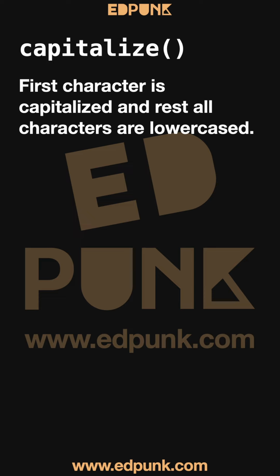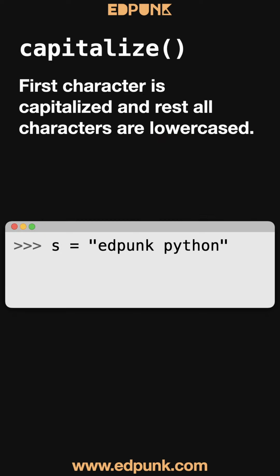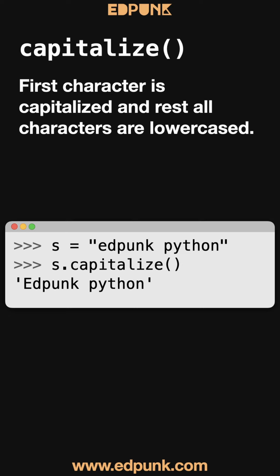The next string method, capitalize, converts the first character in a string into uppercase and all the rest of the characters into lowercase. For example, let us assign a string edpunk python with all lowercase characters to variable s. Now, executing s.capitalize() returns the string Edpunk python with the first character e in uppercase and all the rest of the characters in lowercase.